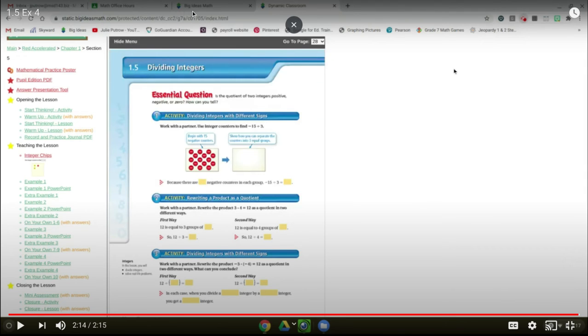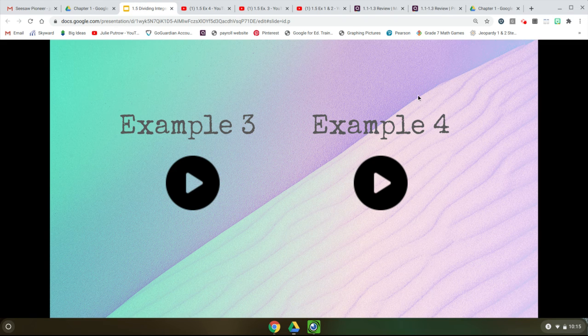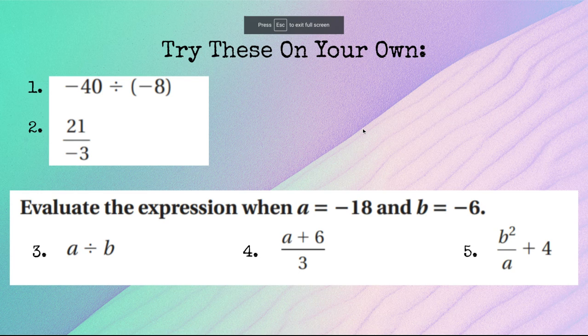Okay, so that was our last example. And on our next screen here, we're going to try these problems on our own. So press pause, take a few minutes to solve these problems as best as you can. And we'll go through them now.